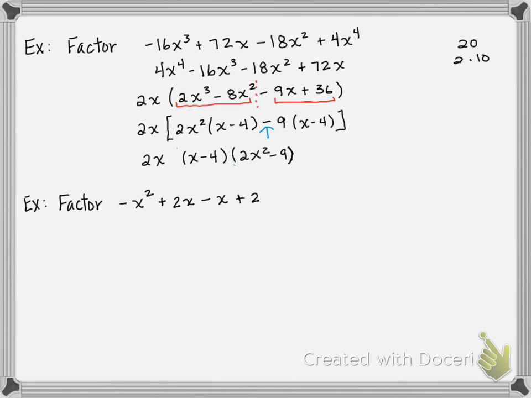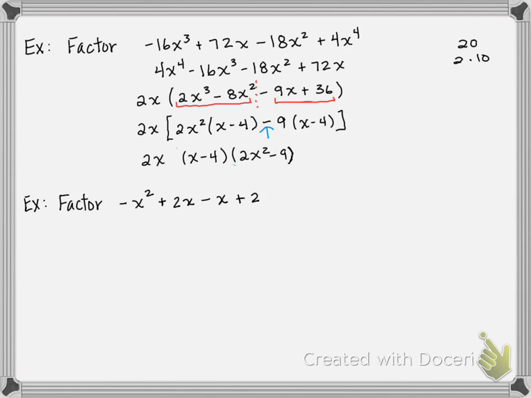What should I do first? So it's in descending order. Yes, and so we need to get our GCF, but we see that it has 4 terms. Is there a GCF I should factor out before I factor by grouping?